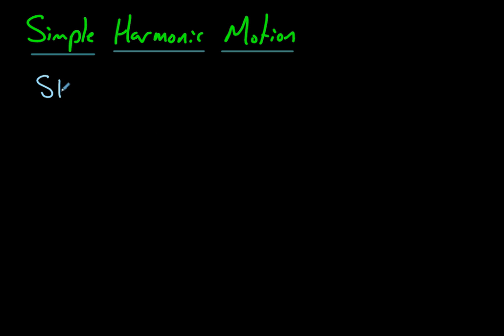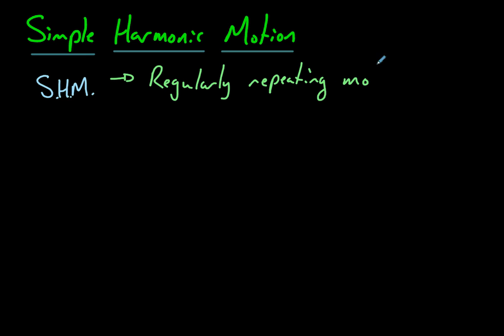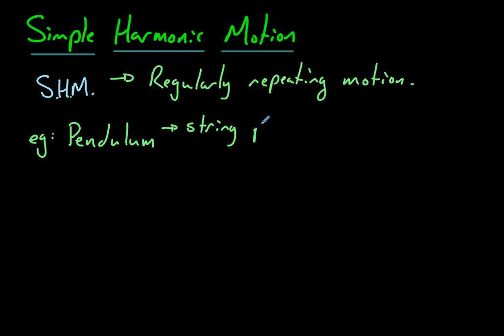So for short, SHM. Simple harmonic motion is a regularly repeating motion. So it's probably best to just say some examples of things that do SHM. A pendulum does SHM. And that could be either a string pendulum or a spring pendulum.